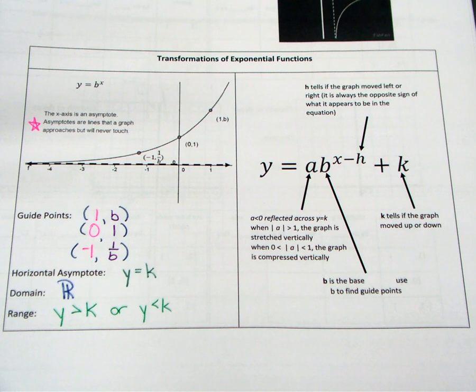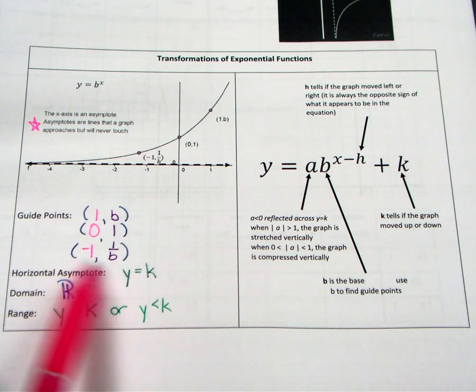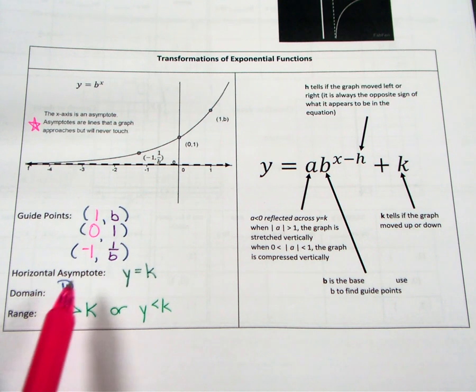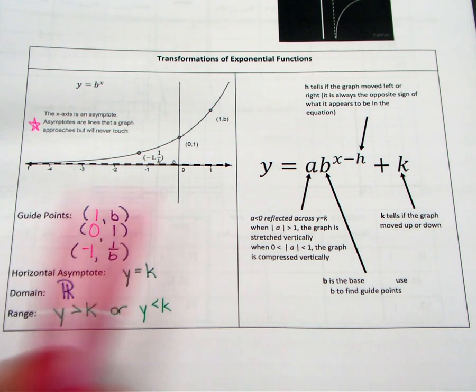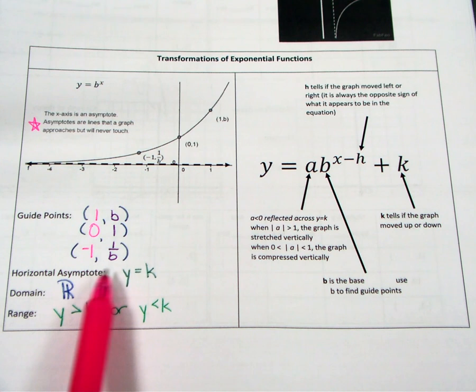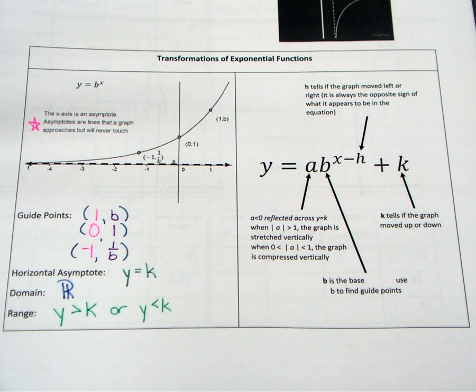So, we look at the parent function, and that's where we get what's called the guide points. These do need to be memorized. It would do very well to memorize all of this part down here, because this is not going to be given to you. So the guide points for an exponential function are 1, b; 0, 1; and negative 1, 1 over b. I feel like it's easier for you to remember 1, 0, negative 1, and b, 1, 1 over b. So I'll give you just a second to copy that down.